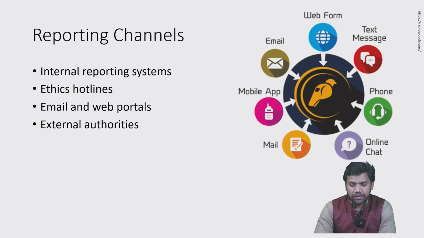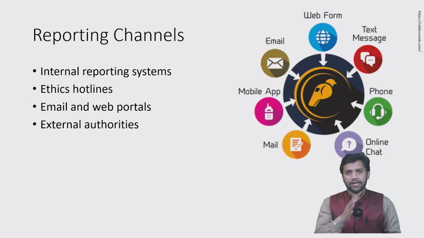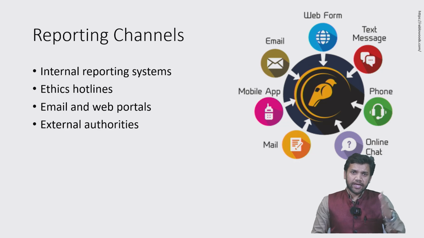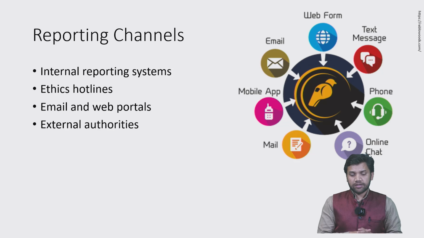The last is external authorities. External authorities are the authorities available outside the organization. If internal mechanisms are not working properly or somehow fail, external mechanisms come into the picture. The whistleblower may report issues to external authorities such as regulators, law enforcement agencies and oversight bodies. This ensures independent investigation and accountability in the organization.